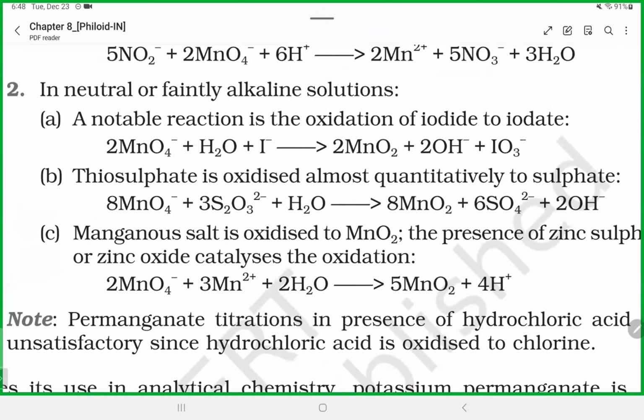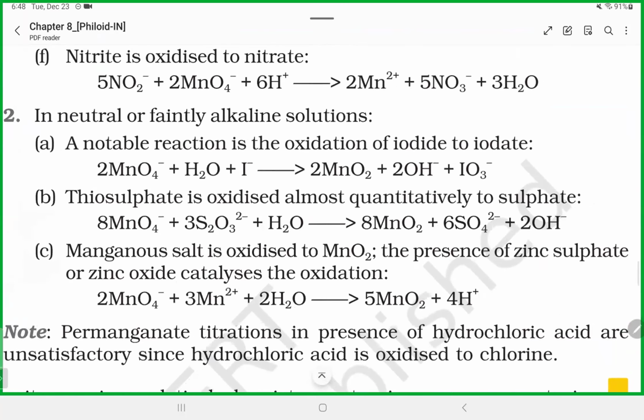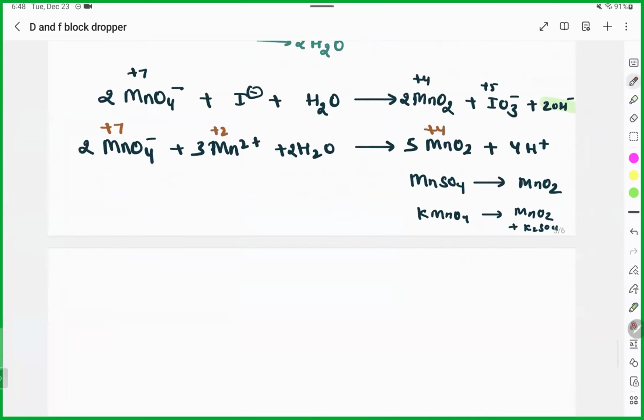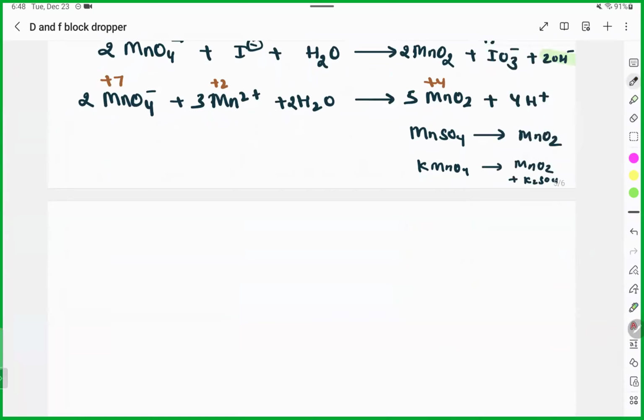Any doubt? Sir, but how can we distinguish whose product has formed? Both are forming the common one, right? Both are common. So KMnO₄ converting into MnO2, or maybe manganese sulfate is also converting into MnO2. So both are forming the same product. Any doubt? No sir. So let me know if anybody has a question from this topic. Otherwise, we can move to the next part.